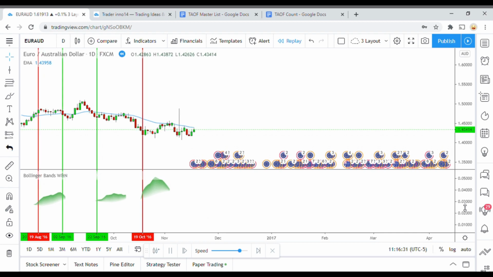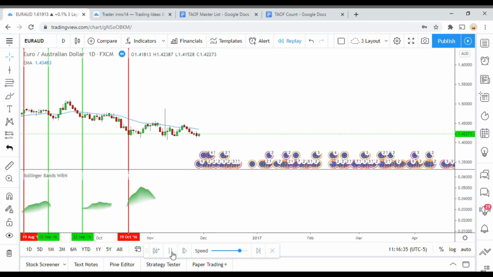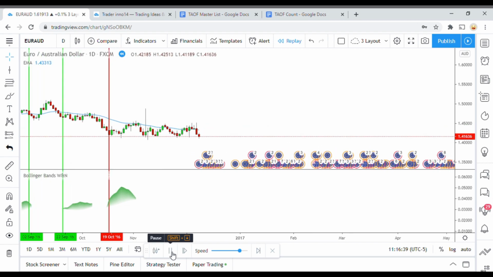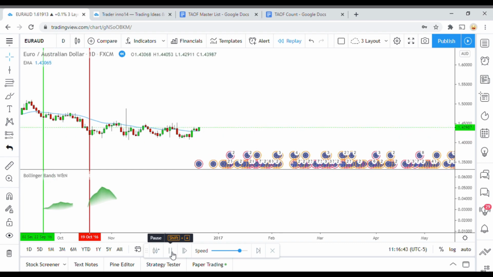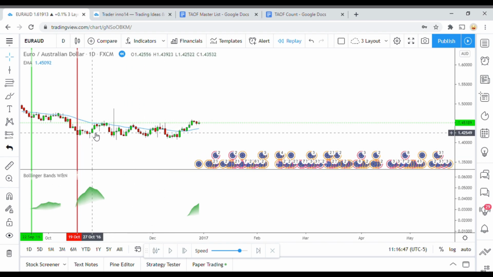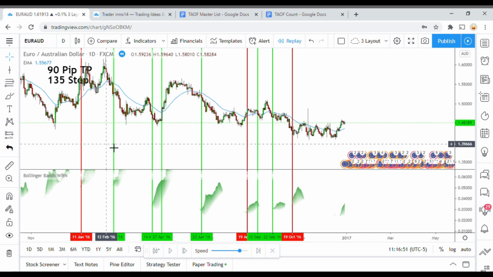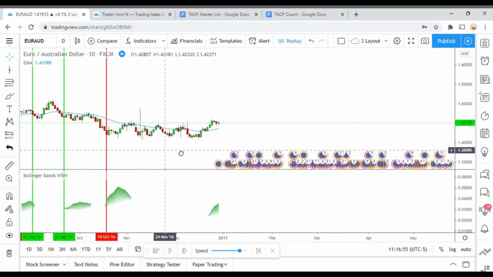Keep playing it forward here. Getting pretty close to the end of the year. Just kind of bouncing along here. Looks like a reasonable range filter, this indicator. Definitely seems to keep us out of ranging markets.